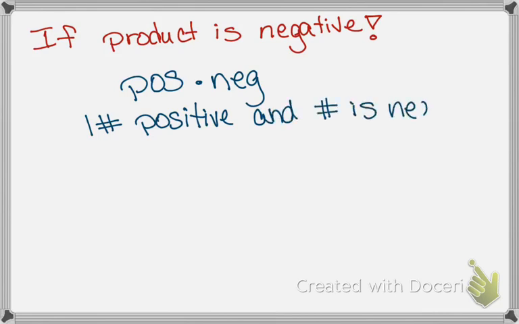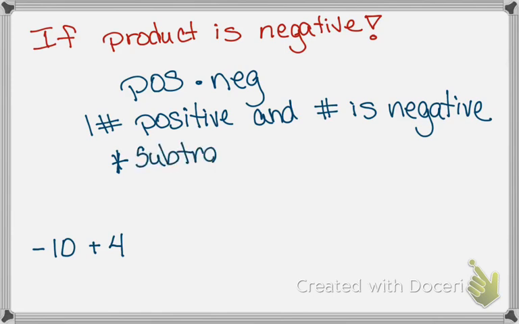Now let's remember our rules for adding positive and negative numbers. If I've got -10 plus +4, am I adding or am I subtracting absolute values? I'm subtracting. Good. When my signs are different, I'm subtracting. I subtract absolute values.